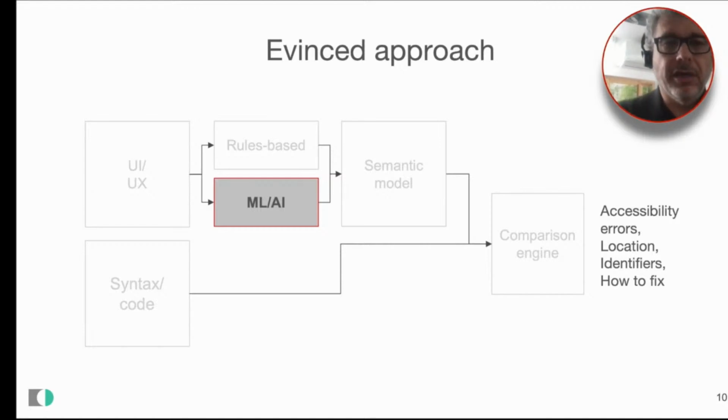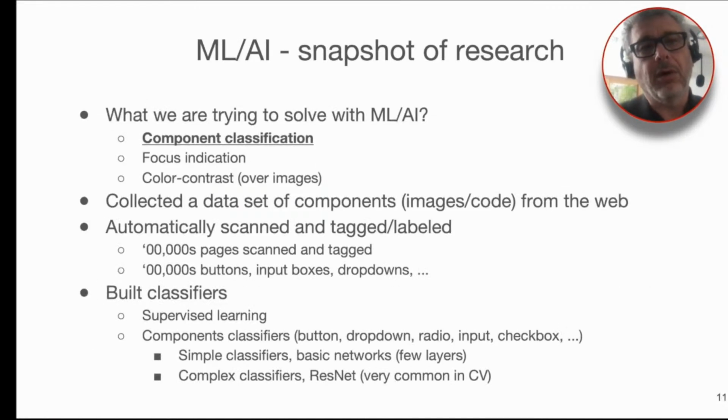So in this short talk, we only touch a little bit on the machine learning and artificial intelligence algorithms. Let me dive into it. So what are we trying to solve with ML and AI? The main thing we're trying to solve is the component classification problem.